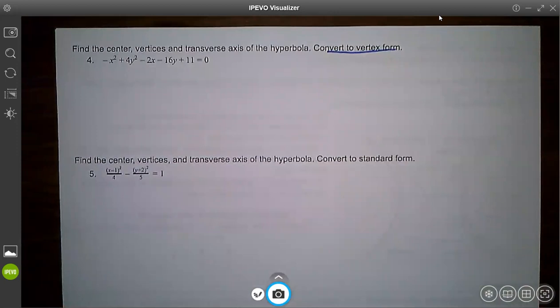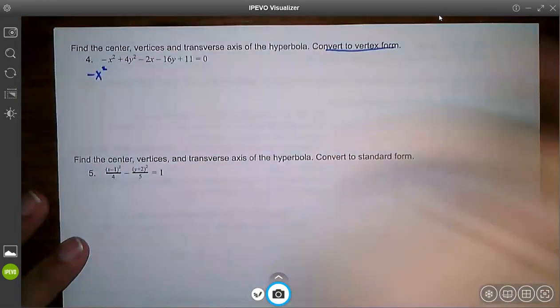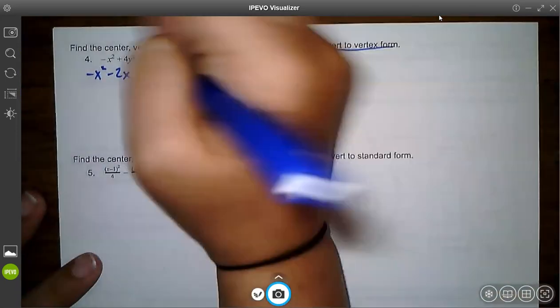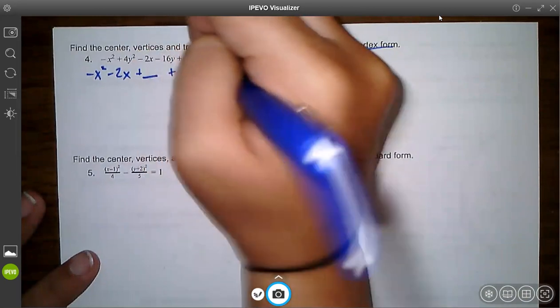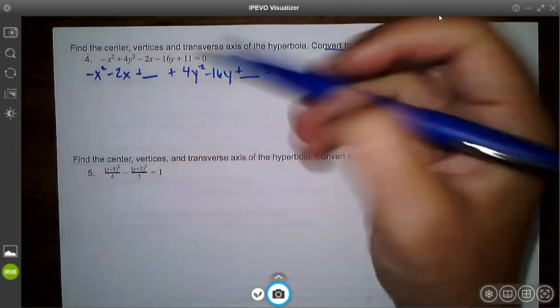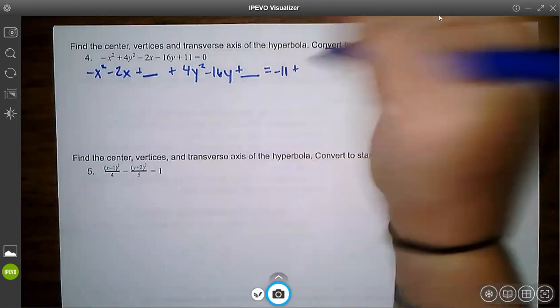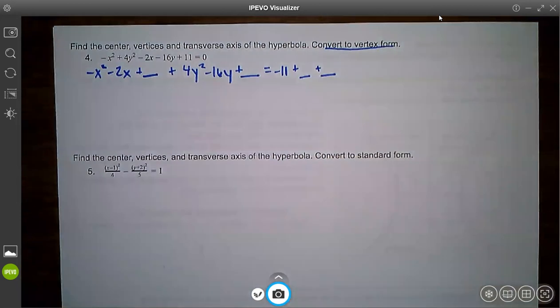Just like before, I'm going to complete the square. So I have my negative x squared. I'm going to put my x's together: minus 2x plus something. Put my y's together: plus 4y squared minus 16y plus something. I'm going to move my constant over, so I'll have negative 11. And whatever I put here, I also have to put on the other side, or it changes my equation. Questions so far?